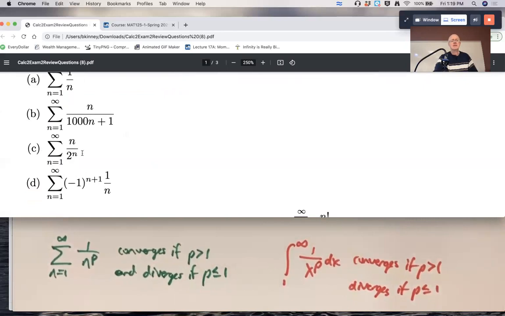C. Converge or diverge? And what did you use?